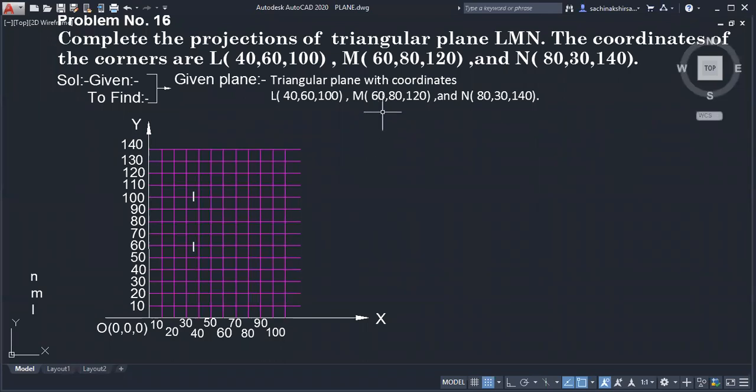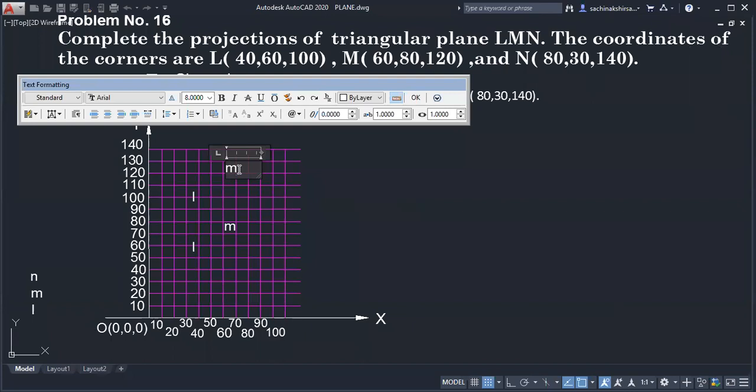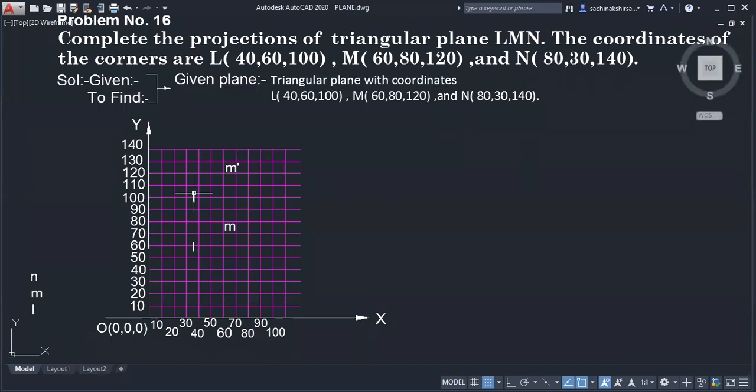Similarly for the M point, the x distance will be 60, meaning this line. Then 80 and 120: 60 will be the x coordinate, 80 will be the y coordinate, so maybe something like this, and 120 will be somewhere here. So the upper point we have to call M dash, and here will be L dash. How can we locate the N point? The x distance will be 80, then y will be 30. So it will come here.